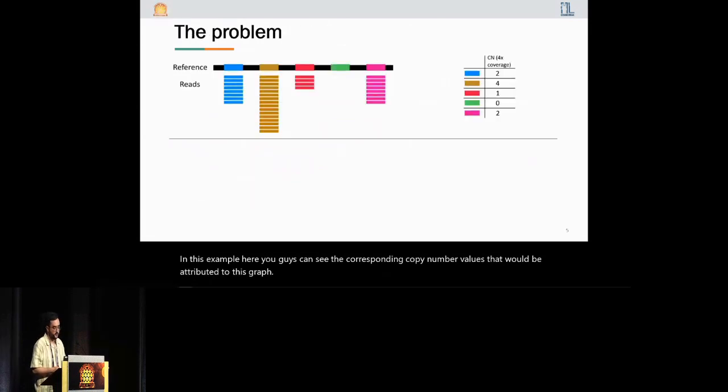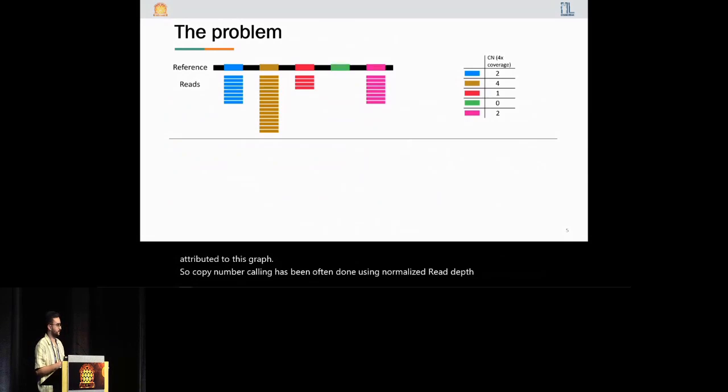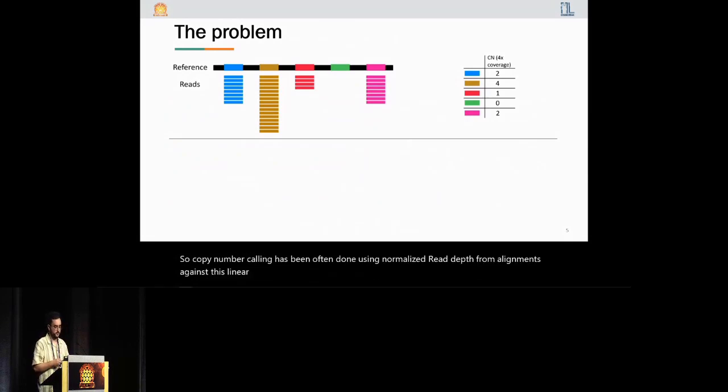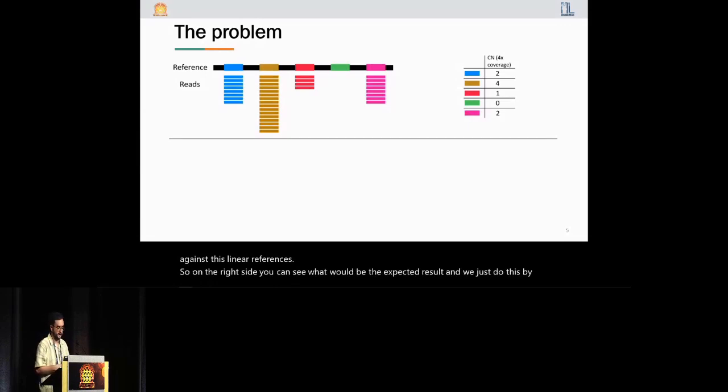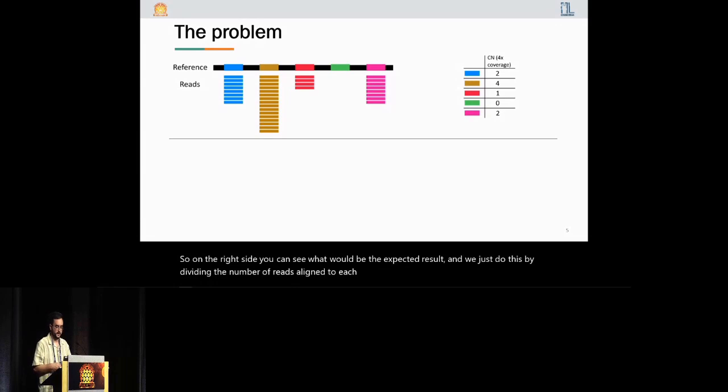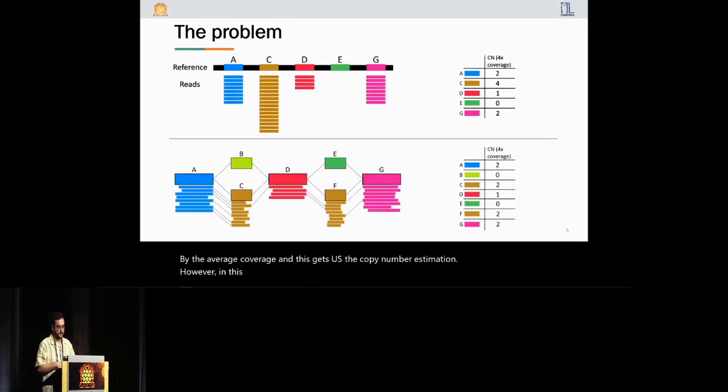So copy number calling has often been done using normalized read depth from alignments against these linear references. On the right side, you can see what would be the expected result, and we just do this by dividing the number of reads aligned to each sequence by the average coverage, and this gets us the copy number estimation. However, in this case, the linear reference above only represents one form of the sequence.